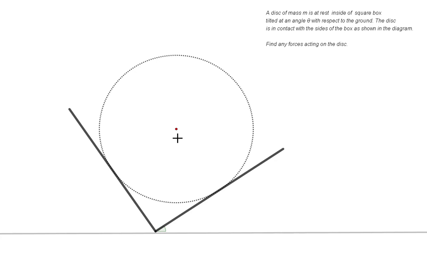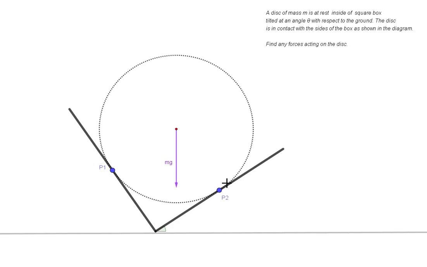Now, the first force that we can list is obviously going to be gravity. We know that the disk is some height above the ground, and we know that gravity points straight down. So we should have one force vector that goes from here and points straight down that we can call F gravity or mg. In addition, we note that the disk is in contact with the box at 2 points. It's in contact with the box here and here. So let's label those points. Here we have point P1 and point P2, the contact points.